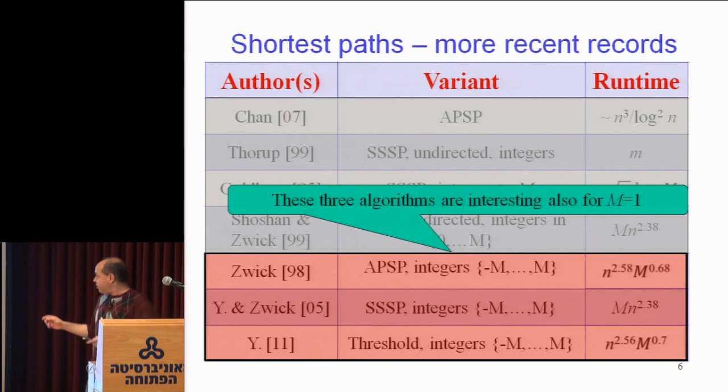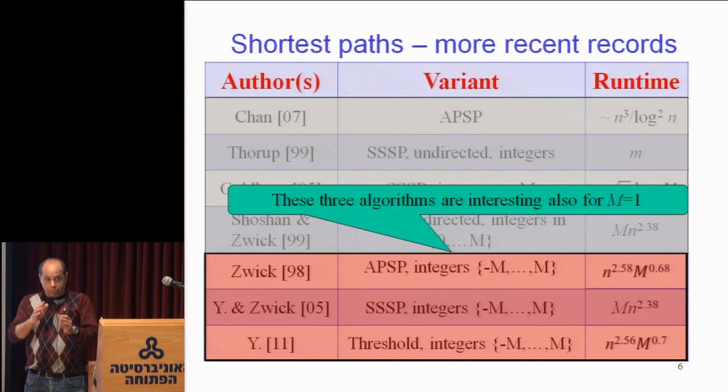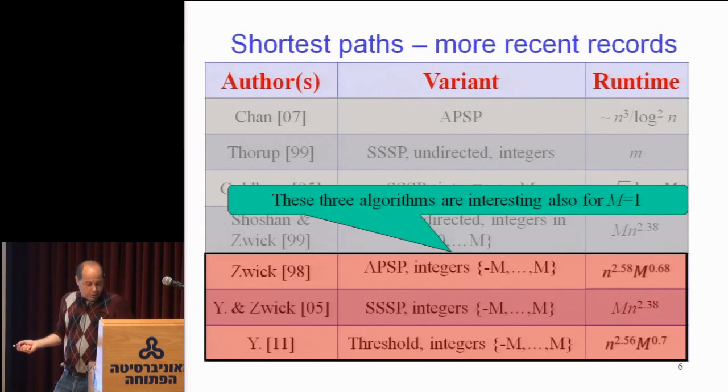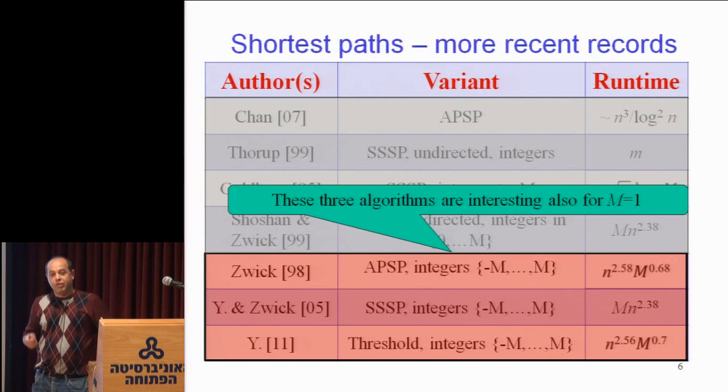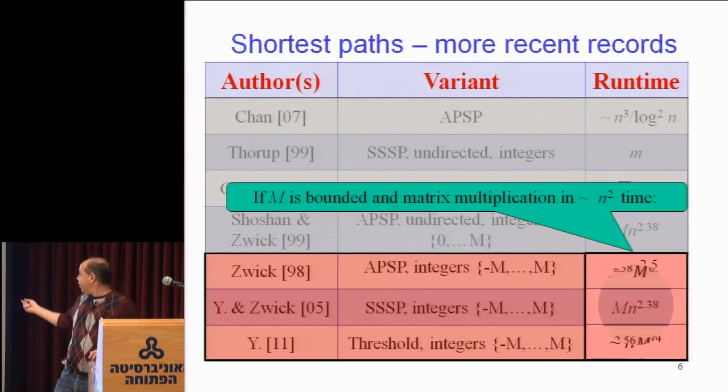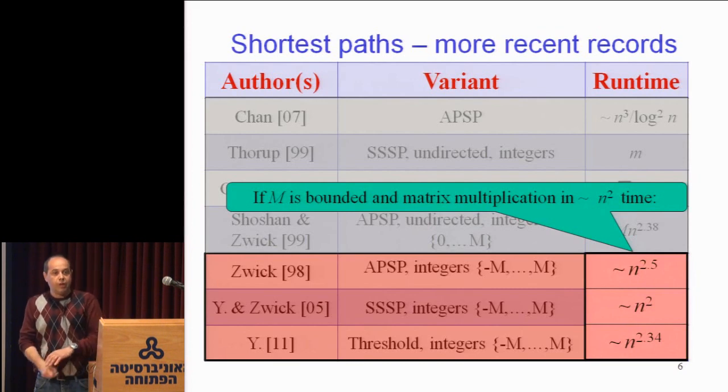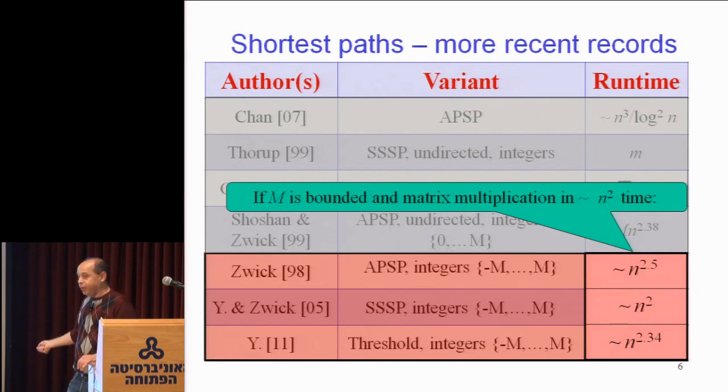Let me just mention that all of these three results are interesting already in the case where M is 1. Your weights are just minus 1, 0, and 1. Already in this case, these are the best results that are known. Let's see what happens if we are optimistic about matrix multiplication exponents. If eventually you can multiply two matrices in n squared time, the exponents in these algorithms would become very nice. Zwick's algorithm would have an exponent of 2.5. The Yuster-Zwick algorithm for single source would have an exponent of n squared, which, as I said, would be optimal for dense graphs. And this result on threshold would have an exponent of 7 over 3, 2 and 1 third.